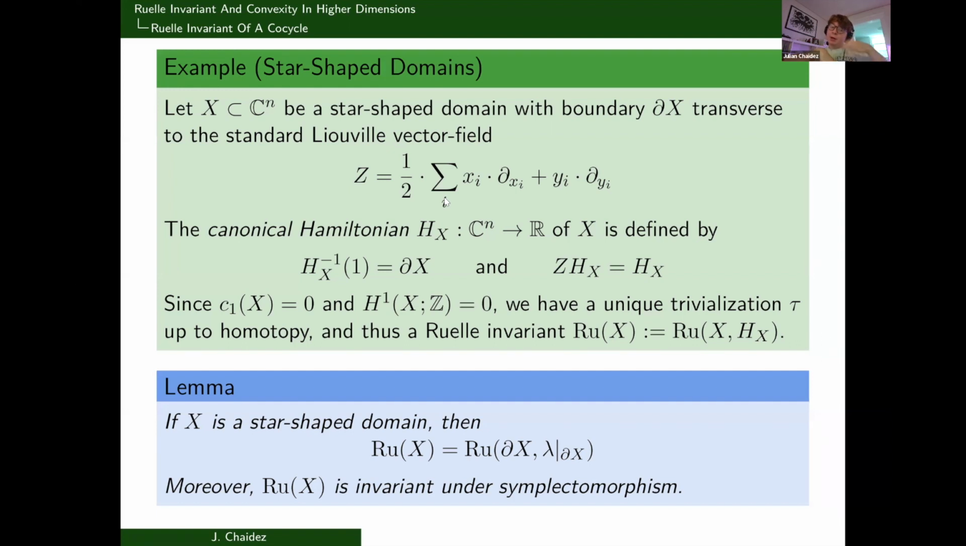Okay, and then a lemma here, which I'll need later, is that if X is a star-shaped domain of the type I described up here, then the Ruelle invariant is equal to the Ruelle invariant of its contact boundary. So the Ruelle invariant of this special Hamiltonian flow is the same as the Ruelle invariant of the boundary. And also the Ruelle invariant is invariant under symplectomorphism, so this is a symplectomorphism invariant of the Liouville domain.